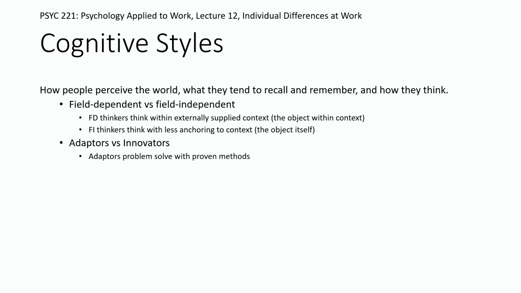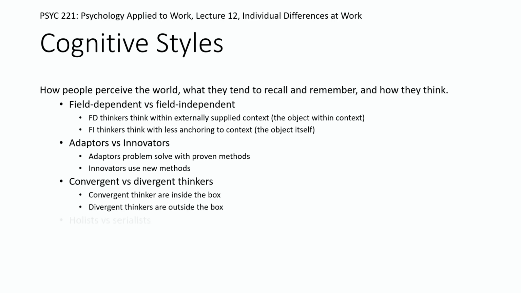Adapters versus innovators. Adapters like to solve problems within proven methods, whereas an innovator looks for new methods. To some extent, this is like explore, exploit. We even talked about producer scavengers. There's a way to look at producer scavenger as within the person instead of within the group. That's also sort of like explore, exploit, which is also like adapt what you have, exploit what you have, versus explore the new.